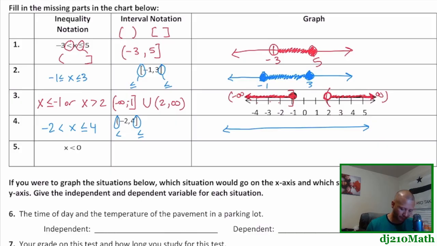So here's my number line. We'll mark out -2, 4. -2 has a strictly less than, so it's parentheses, and it gets an open circle. 4, less than or equal, bracket, closed circle. And everything in between.